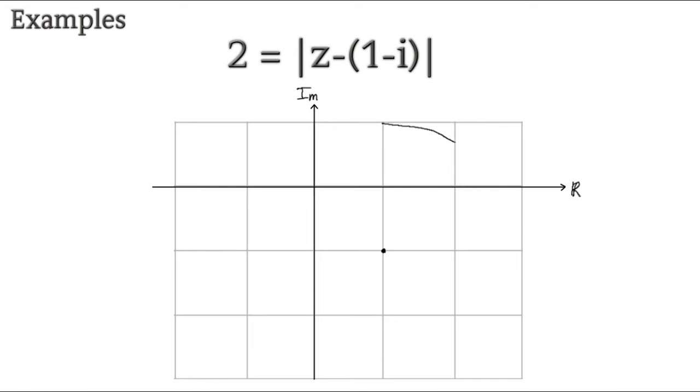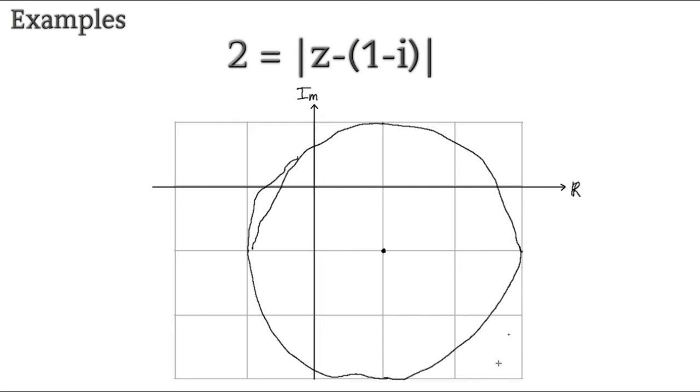So it kind of looks like this. I am terrible at drawing circles on the pad anyway. That's really terrible, isn't it? Anyway, you know what I mean. It doesn't need to be elegant. The basic idea of this loci is a circle around the point 1 minus I, and you have a radius defined by the value on the left here.